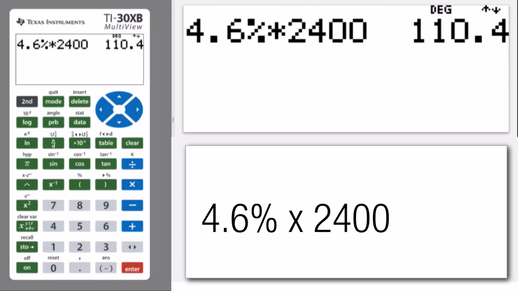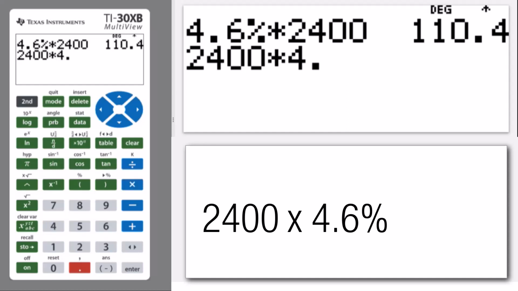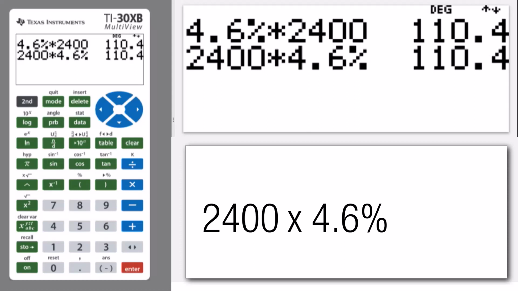110.4. But we're not restricted to have to put the percentage in first. We could also do 2,400 multiplied by 4.6 and percent. And we get the same result.